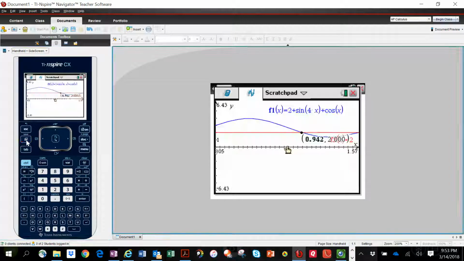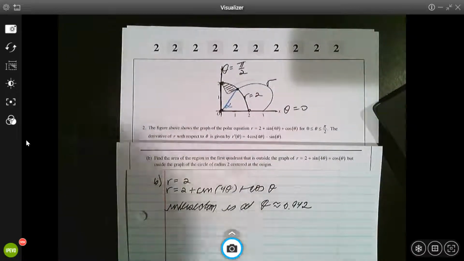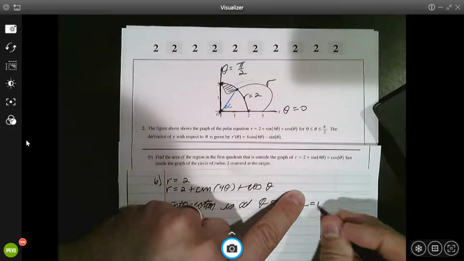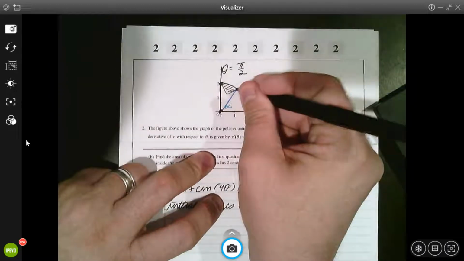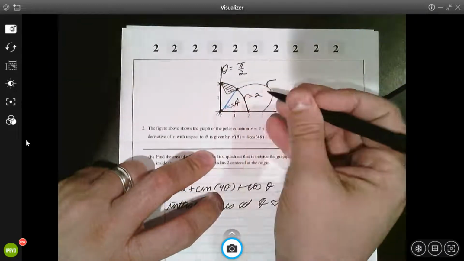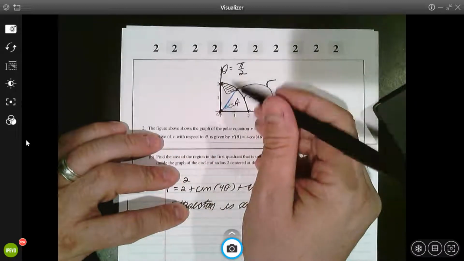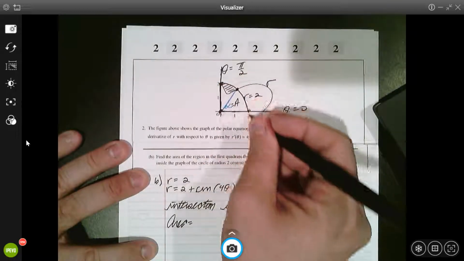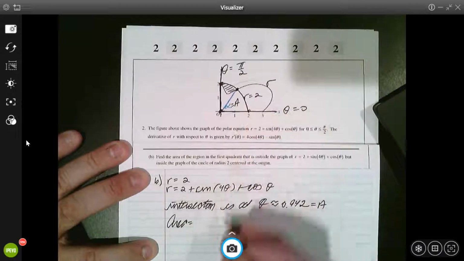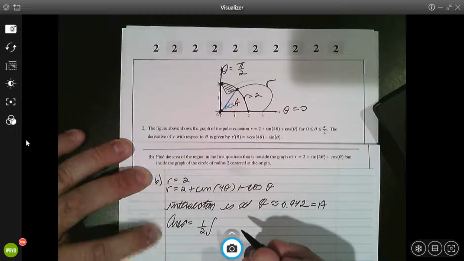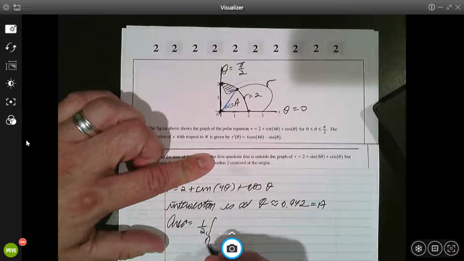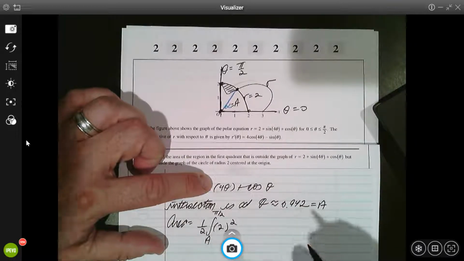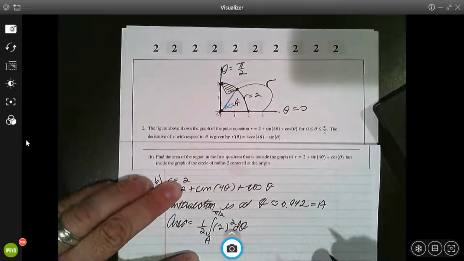Okay, so where are we? Let's go back. These two curves, the intersection is at 0.942, which is A. That's this angle here. The angle that I'm looking at is angle A. In order for me to find the area bounded by these two curves, I'm going to look at the area that's bounded by r equals 2. So that's going to be 1/2 the integral from my starting angle, which is A, to my final angle, pi over 2. My radius there is 2 squared, d theta.